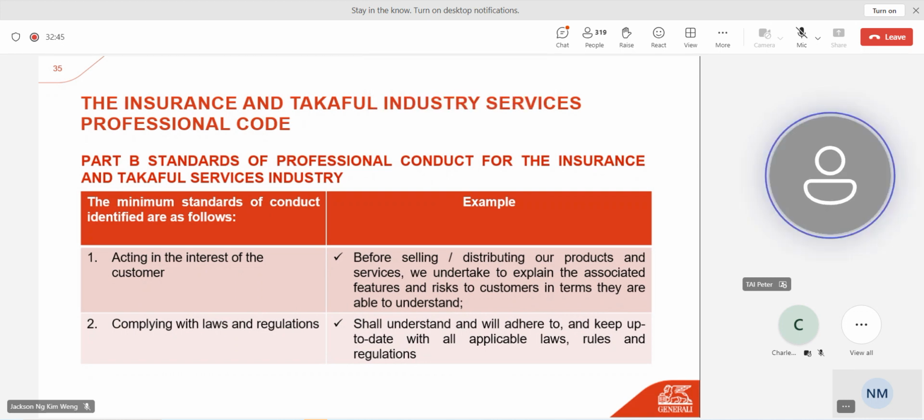Okay, acting in the interest of the customer means that before selling or distributing our product, you must explain all the features and the risks to the customer. I do come across, as I said just now, some customers who are not very familiar and quite confused. For example, the houseowner and householder policy. A lot of times, houseowner and householder is like this.